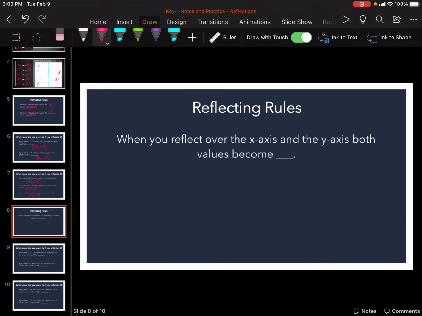So here if we reflect twice, so let's say we start here at A. If I reflect over the x, that's A prime. Then if I reflect over the y, that's A double prime. What is going to happen? It's the opposite of both. When you reflect over the x and the y, both values become opposite.